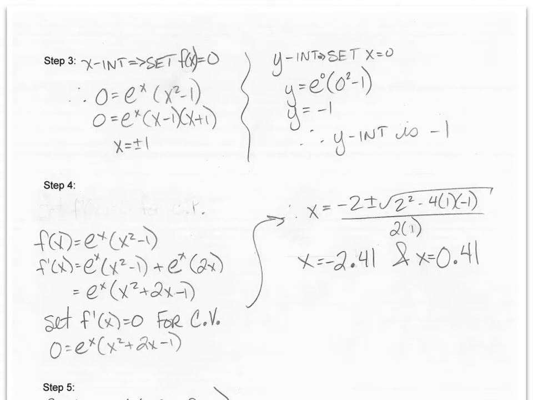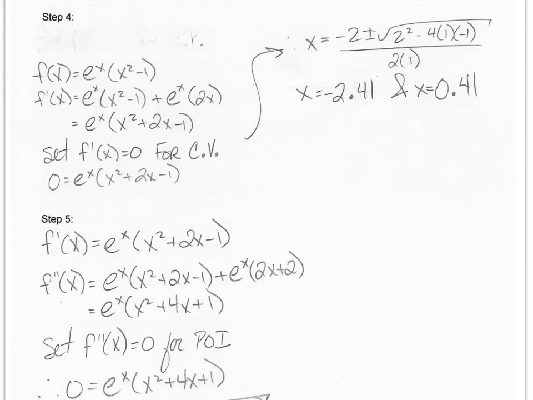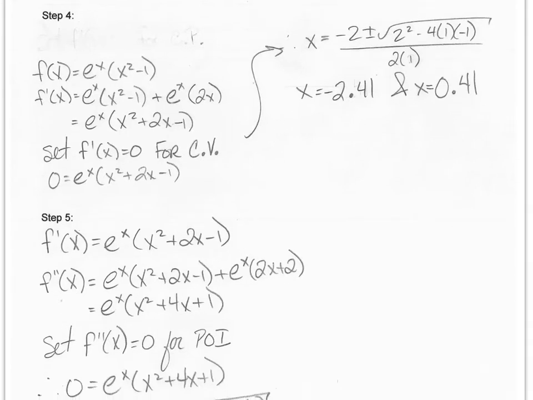Let's move down. Step 4, we're going to do the first derivative test. So just to make it nice, I wrote down what my function is. I took the derivative of that, and if you look, I have a function times a function, so I'm going to use the product rule. Derivative of the first times the second plus the first times the derivative of the second. Notice how they both have an e to the x. I factor that out. I'm left with an x squared minus 1 plus 2x, and I just rearranged it so it looked pretty.